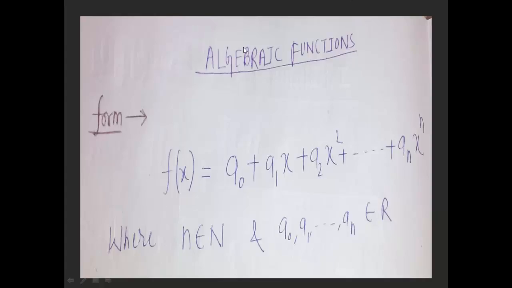So algebraic function. The first one is the polynomial function. Any function which can be described by this equation is known as polynomial function. That is f(x) = a0 + a1x + a2x^2 + ... + anx^n, where n belongs to the natural numbers and a0, a1, ..., an, which are also called the coefficients of the above equation, are real numbers.